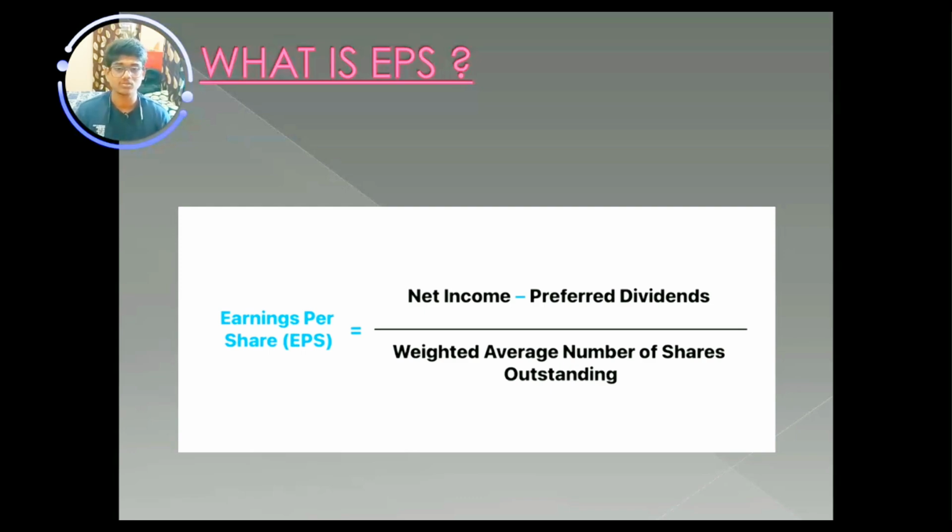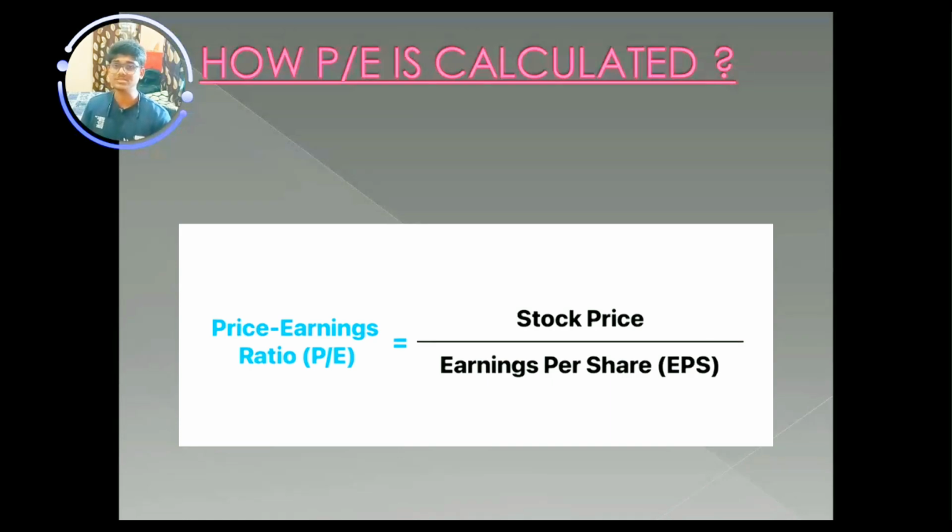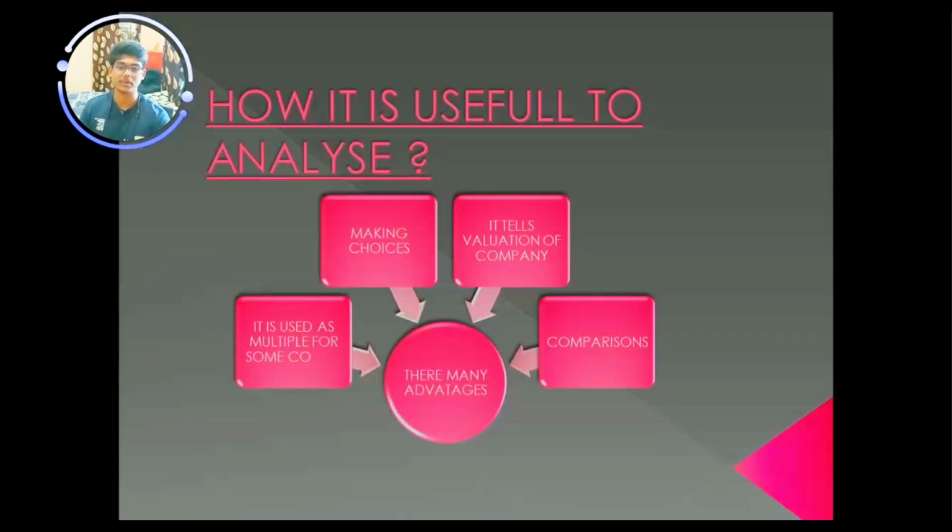It's like this. In the numerator we will just have earnings attributable to equity shareholders, which is also called net income minus preferred dividends, over the weighted average number of shares outstanding. It just means the average number of shares in the market which the traders are trading. So after calculating EPS, we can calculate PE ratio also. In the numerator, the current stock price. So let me show you what the current stock price is.